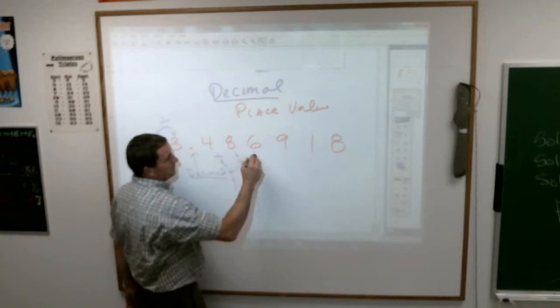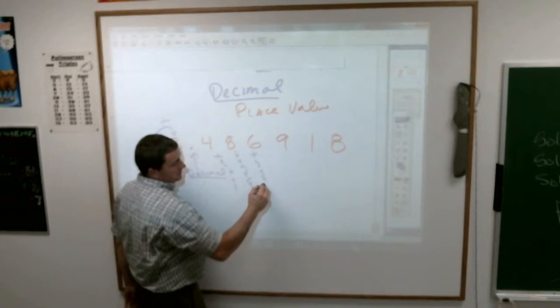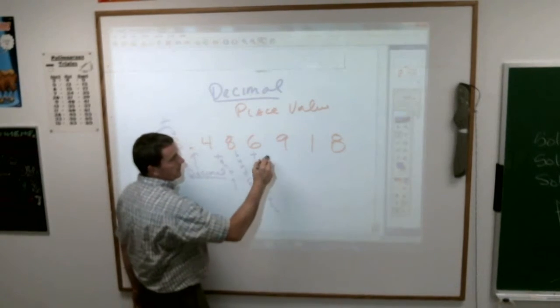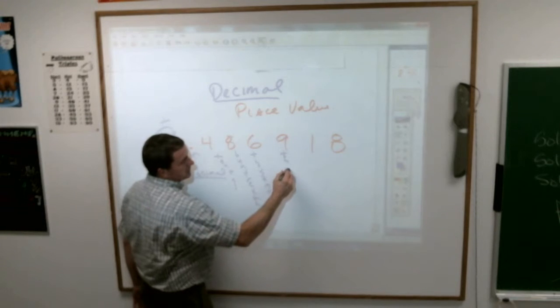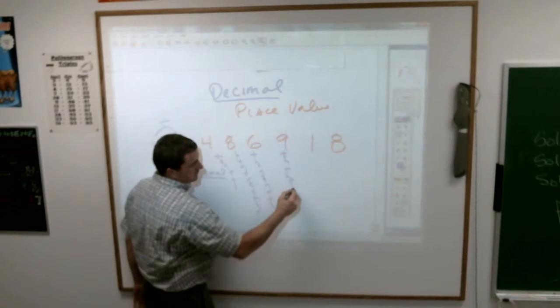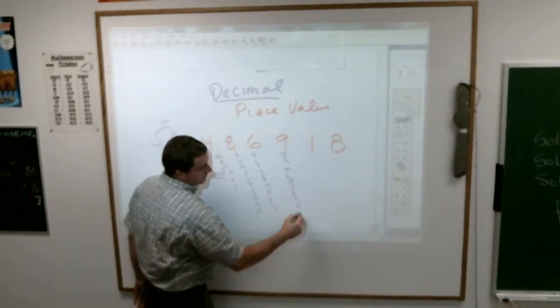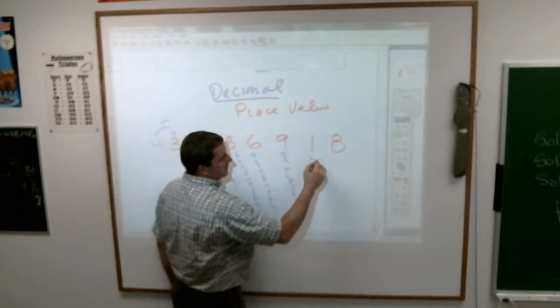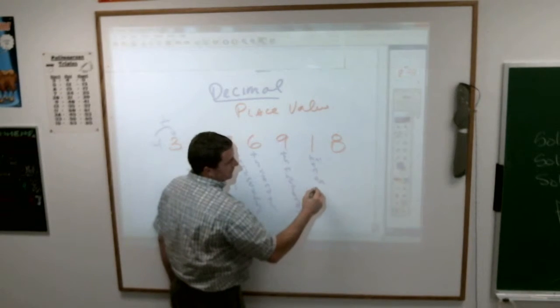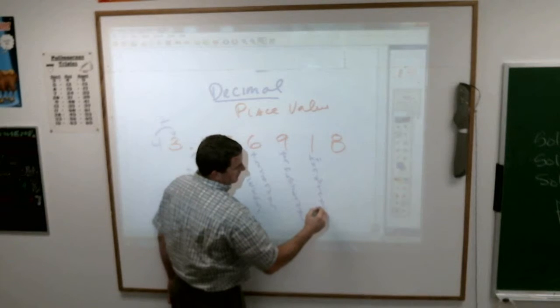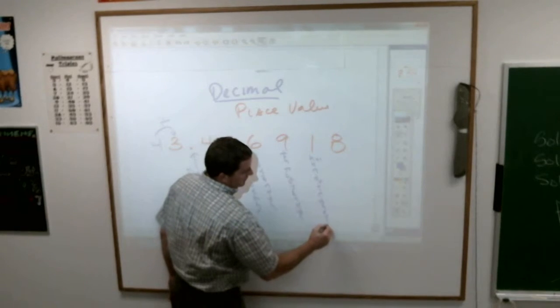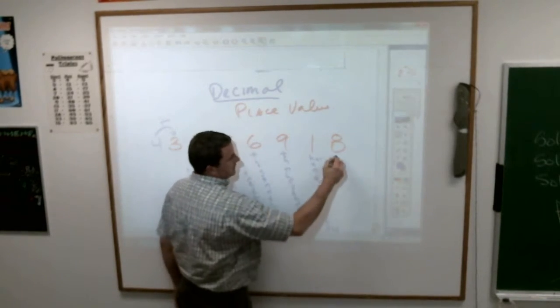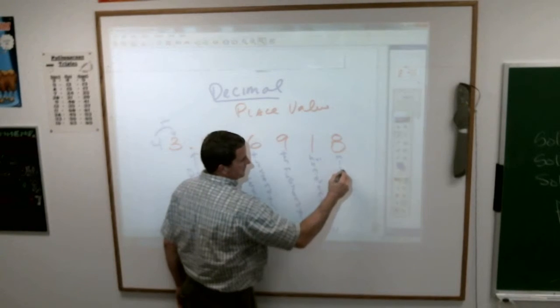And then you have the thousandths, and then the 10,000ths, and the 100,000ths. I wish I could do this. Remember, there's THs at the end of this, and then the millions. Millionths place.